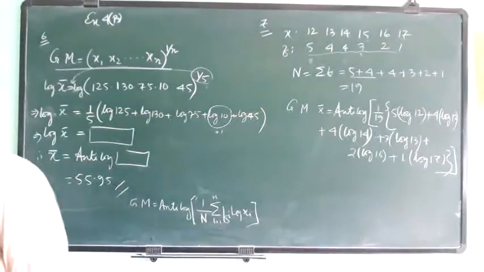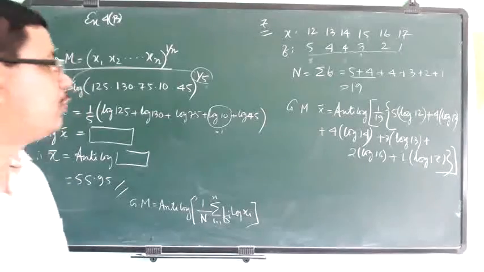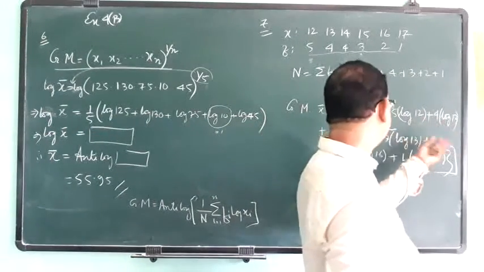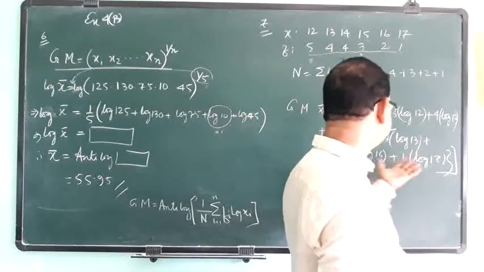Now we have to see the table. From the logarithmic table, we have to put in the values for 12, 13, 14, 15, 16, 17.